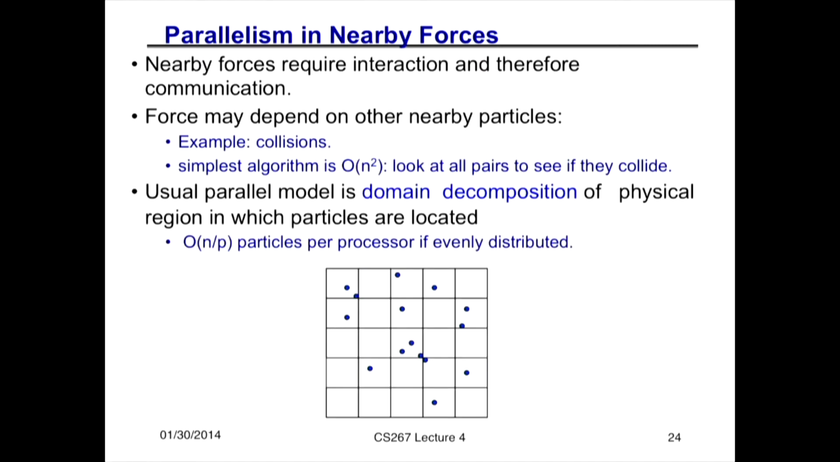Now I do have to talk to my nearest neighbors, and there's going to be some communication. The easiest example to think of is colliding billiard balls, which is going to be your homework assignment after the next homework assignment. The simplest algorithm is you look at every pair of billiard balls and you ask, are you close enough together to collide?